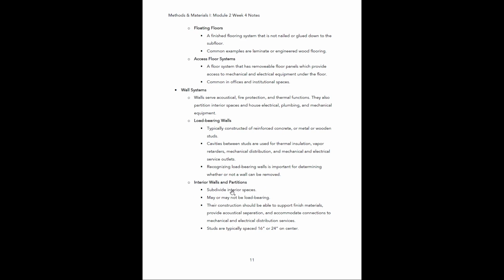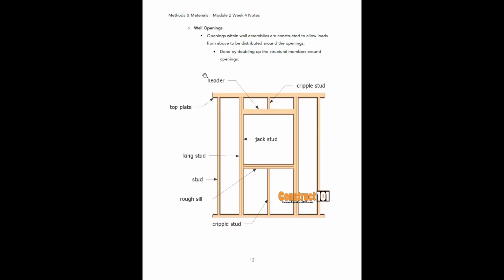Interior walls and partitions. These subdivide interior spaces and may or may not be load-bearing. Their construction should be able to support finished materials, provide acoustical separation, and accommodate connections to mechanical and electrical distribution services. So wall outlets for electrical, plumbing connections, all that type of stuff. The studs within walls are usually spaced 16 inches or 24 inches on center. Just like the joists, studs have a standard spacing associated with them as well.